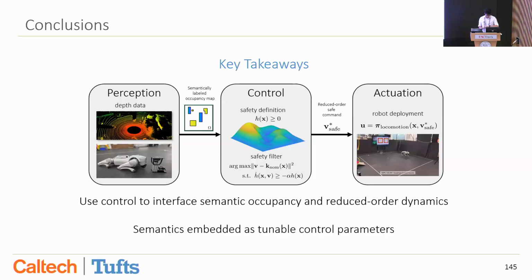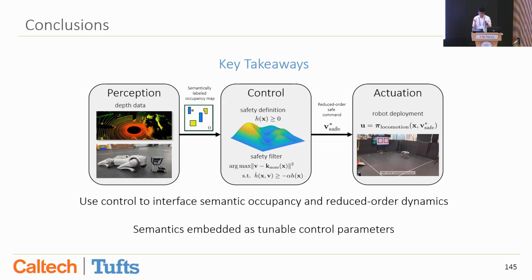So just as a few concluding thoughts here, the key takeaways were this, I think, is a very useful paradigm for perception to controlled actuation of, like, what should these interfaces be? This isn't necessarily the only answer, but it's an answer that we found to be very useful. The center control block here can take in semantically labeled occupancy maps and then output safe velocity commands that embed this understanding of safety and semantics.